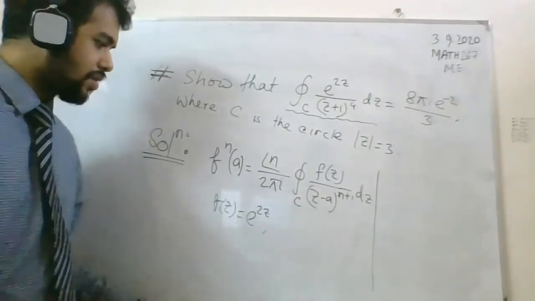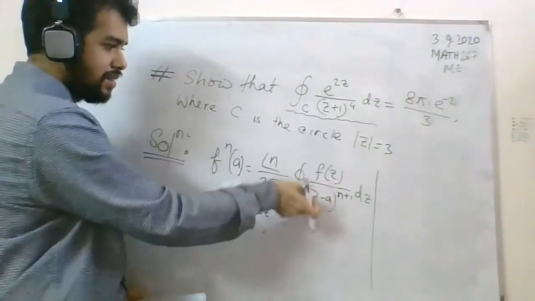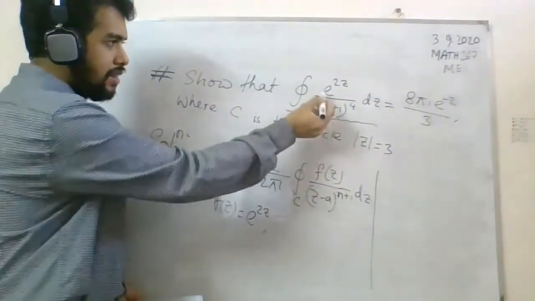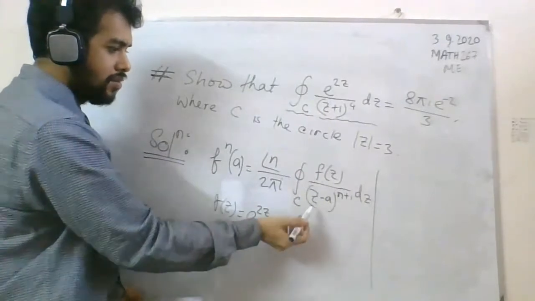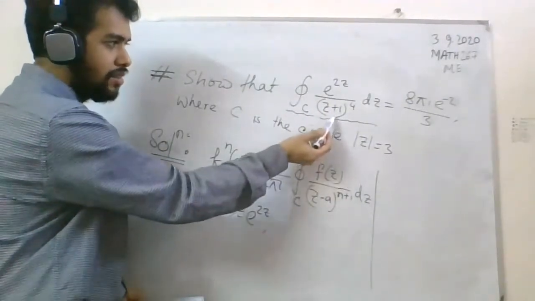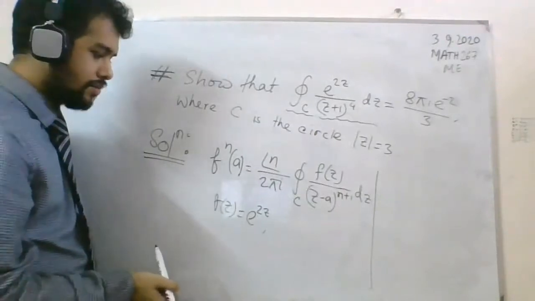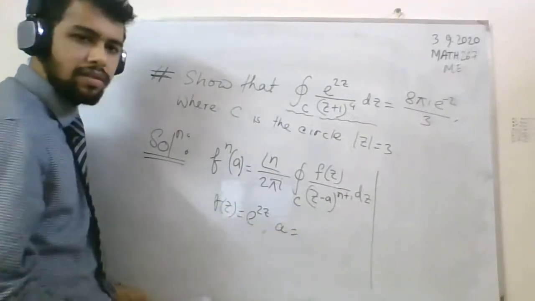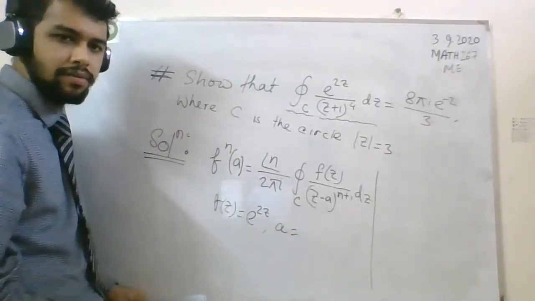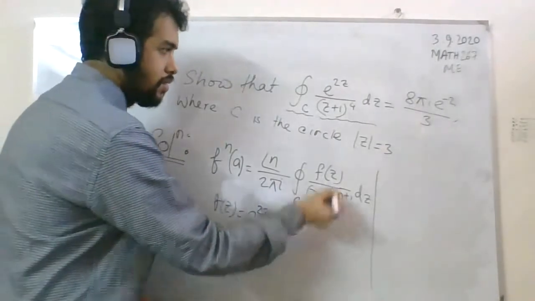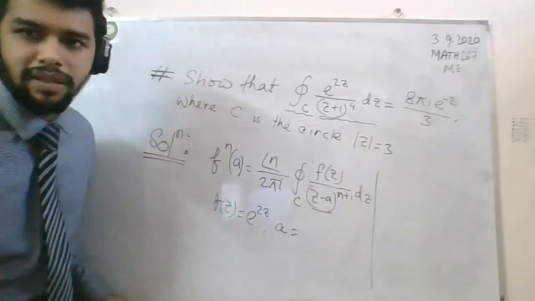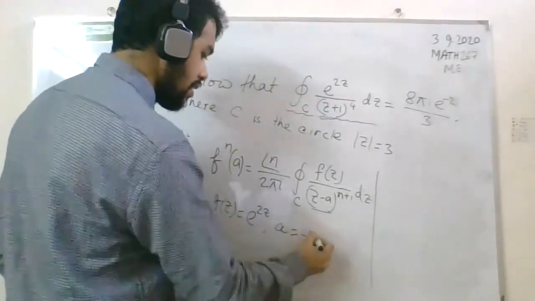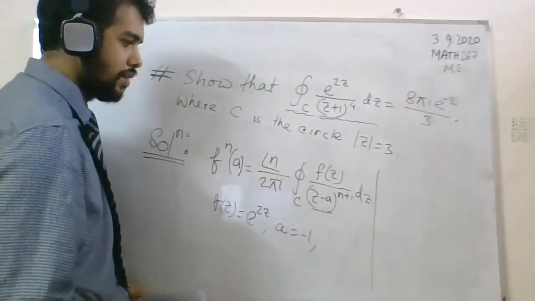Okay, so here just compare this with this, you can see that f(z) equals e to the power 2z, and also z minus a. So what is the value of a here? Sir, 1? Is it 1? Minus 1, sir. So here a equals minus 1.